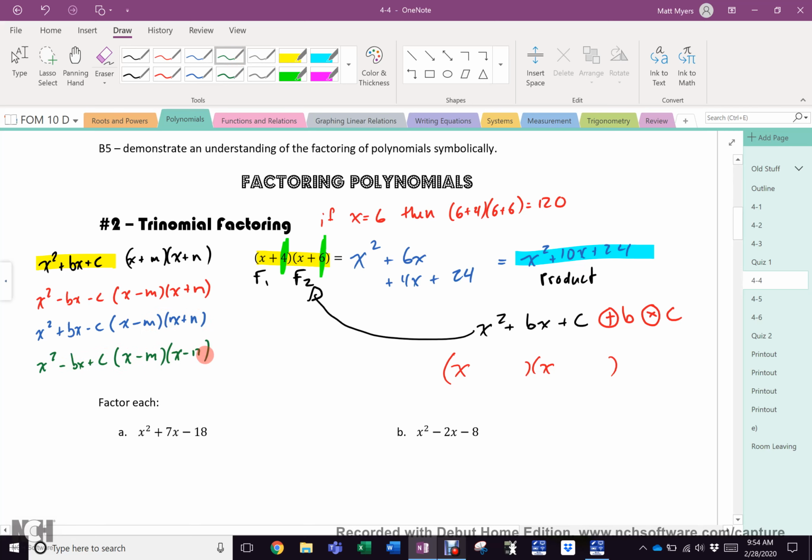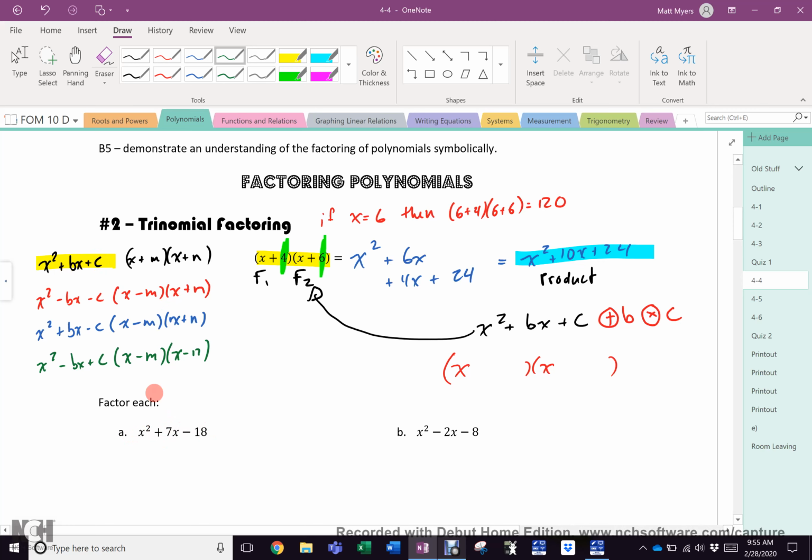Now, without actually doing any factoring, you all already know the format that every answer is going to take, don't you? So all you have to do is come up with 2 numbers that multiply to the C and add to the B. That's it. Everybody cool?